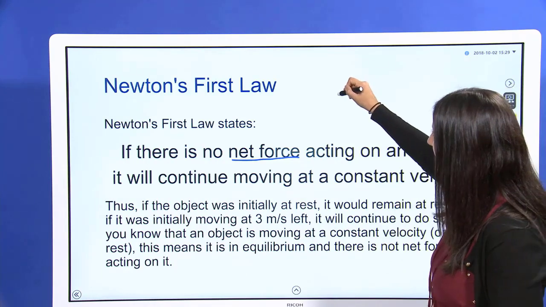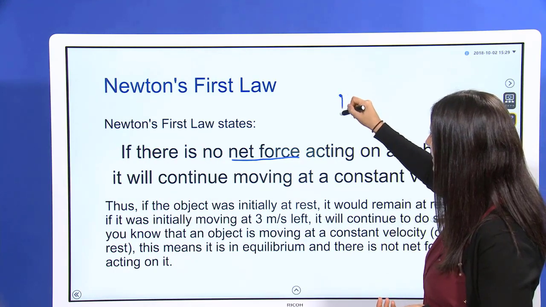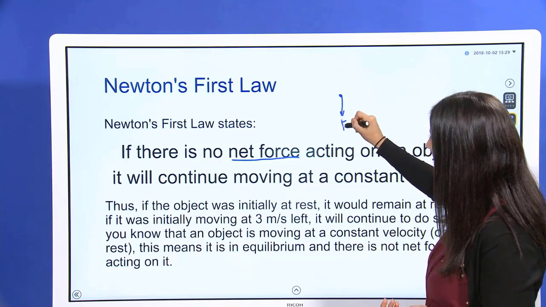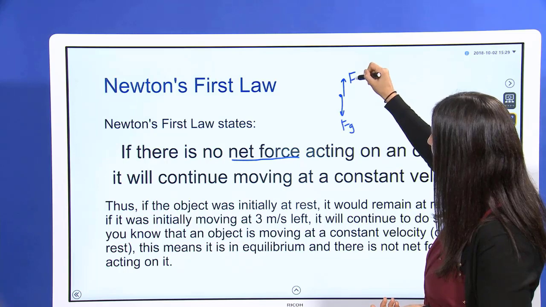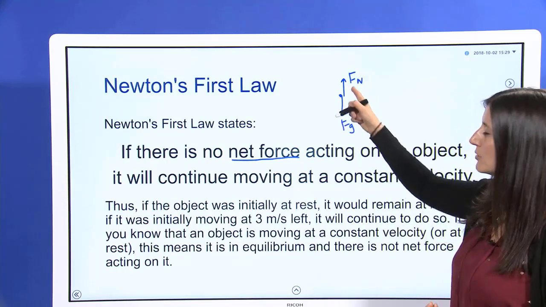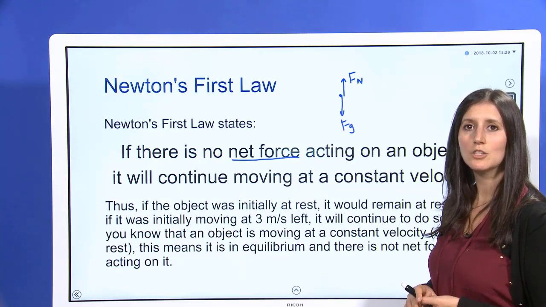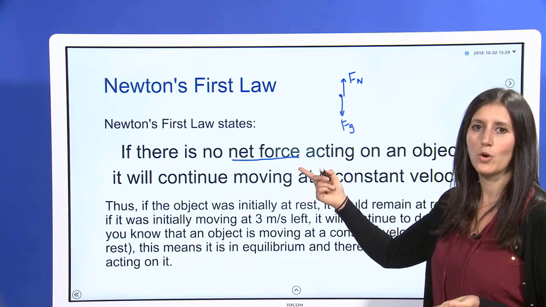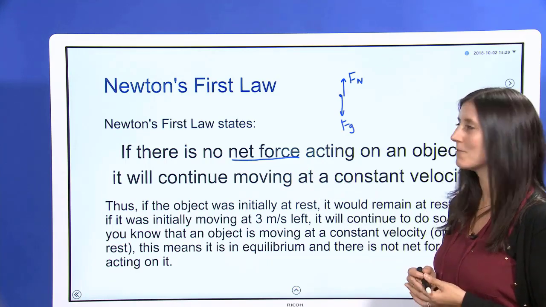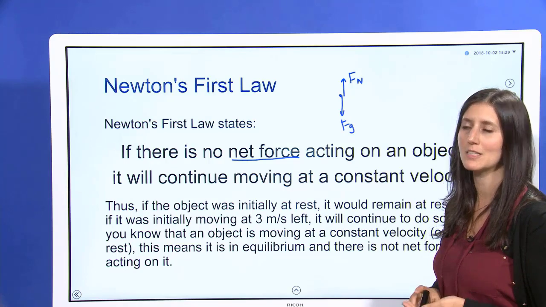So for example, we have a dog sitting on the ground. It has a force of gravity going down, and it has a normal force pointing up. Those two forces are equal in magnitude but opposite in direction, so they'll cancel each other out. And in the end, there will be no net force, zero net force. They're balanced completely, so it's zero net force.